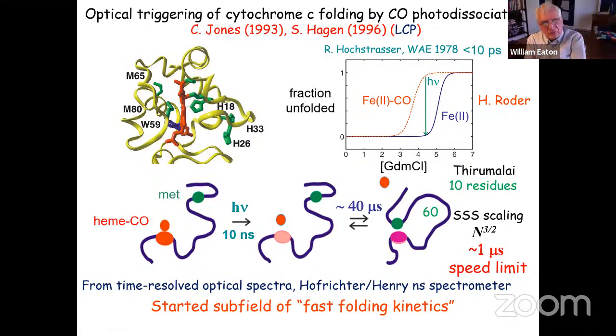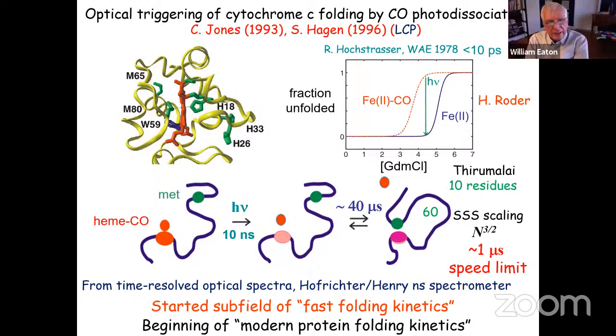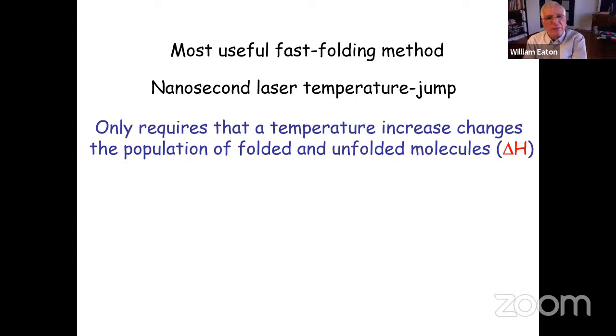So this experiment is what started the subfield of what was called fast folding kinetics and what I'm renaming today as the beginning of modern protein folding kinetics, because it was using laser pulses. But we needed a more generic method. The most useful fast folding method has turned out to be nanosecond laser T-jump, because it only requires that the temperature increase changes the population of folded and unfolded molecules, that is, that the folding reaction has an enthalpy change. So at the elevated temperature, we could look at the kinetics of the relaxation to the new equilibrium distribution of the folded and unfolded states.